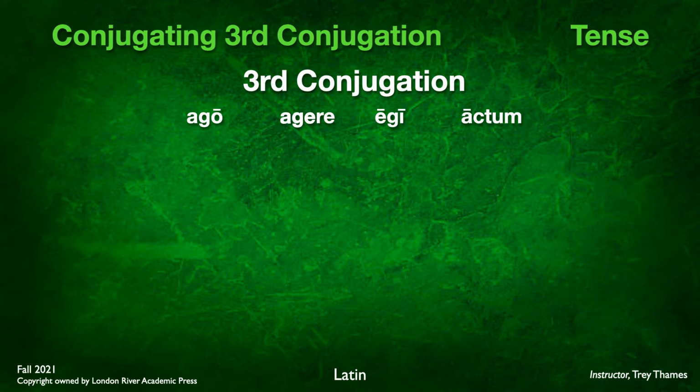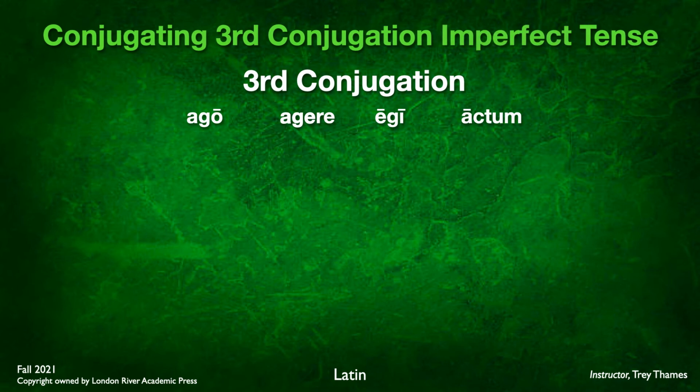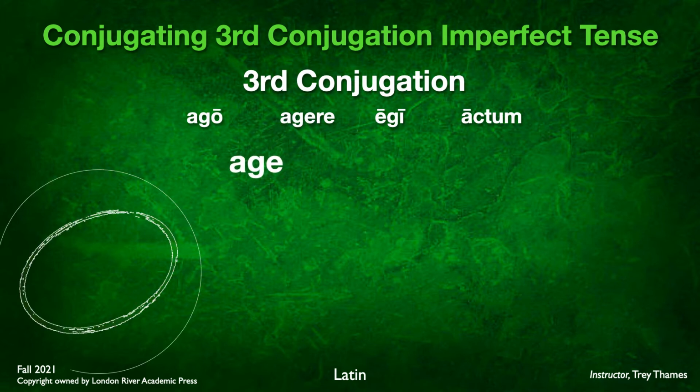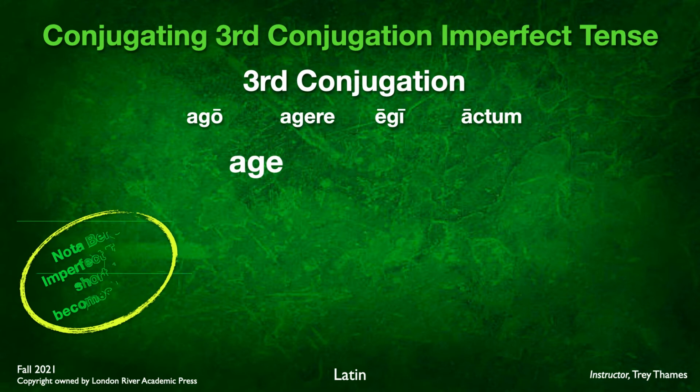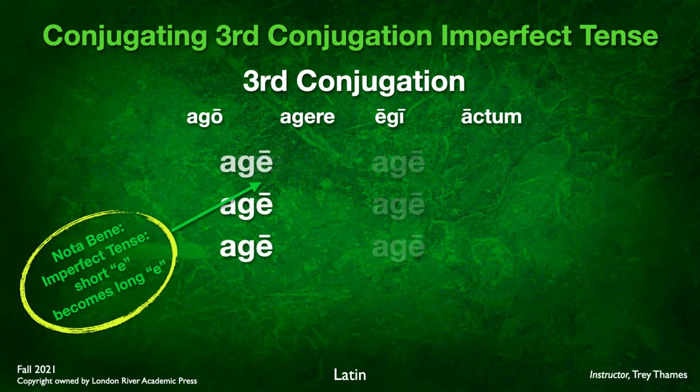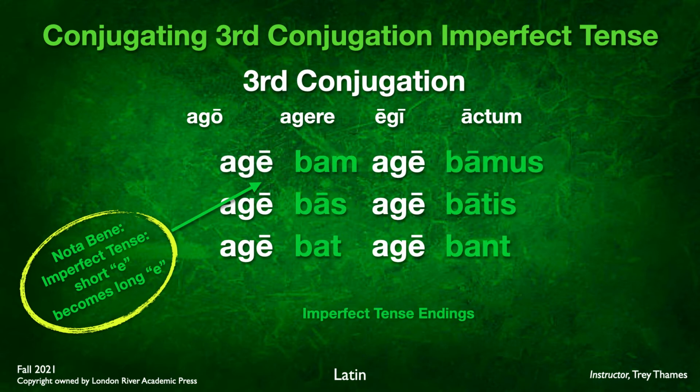imperfect tense. Now, the good news for imperfect tense is that it's actually just like first and second conjugation. So this one, imperfect, is not going to pose a lot of problems. Again, we're going to take our stem, age, from the infinitive, agere, and we're going to actually make that E a long E. That's all we're doing here. It shifts from a short E to a long E.